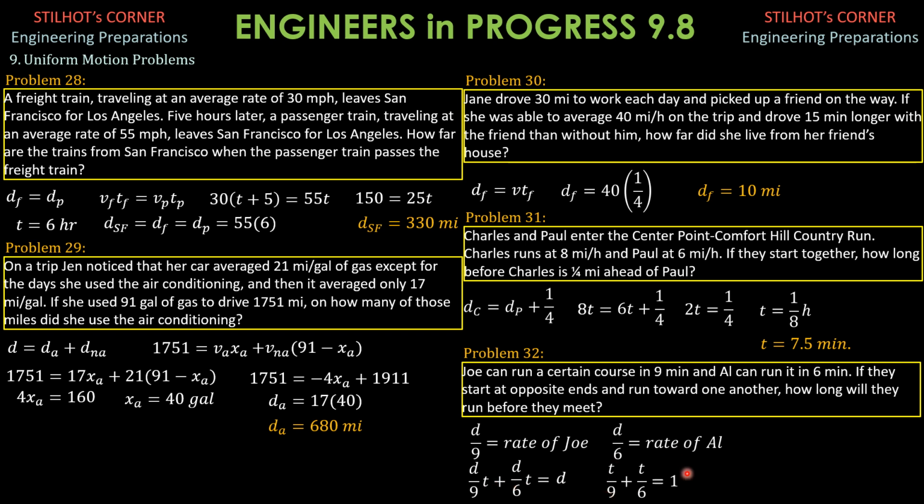So multiply by the LCD. The LCD is 18. So 18 times t over 9 is 2t, 18 times t over 6 is 3t, equals 1 times 18 is 18. So 2t plus 3t equals 18. Therefore, t is 18 over 5 and that is 3.6 minutes.